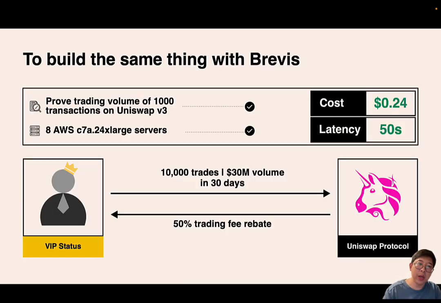So just to do a quick comparison, to build the same trader loyalty program with Brevis, for example, if you're proving 10,000 trades for a user on Uniswap and calculating the trading volume, you're not just calculating volume, but you're actually also attesting to the fact that the user actually made these trades. The cost is only 24 cents, and the latency to generate such a proof is only 50 seconds. So, with Brevis, you can actually allow a smart contract to tap into these kinds of data insights and do computation that was not possible before.